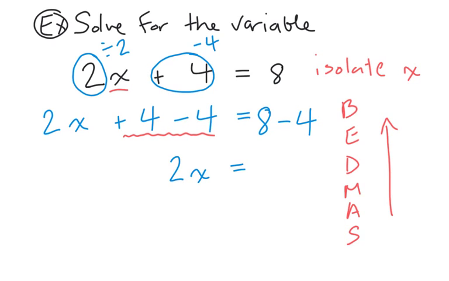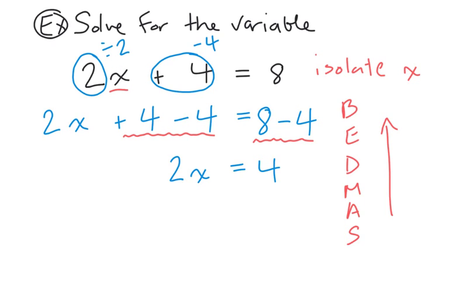Now, I'm going to take a look at the other side of the equation. 8 subtract 4, that is also pretty simple. 8 subtract 4 is 4. According to the reverse of BEDMAS, the next operations I should concern myself with are multiplication and division. And don't forget, we determined that we have to divide both sides by 2. So we are going to do that next.